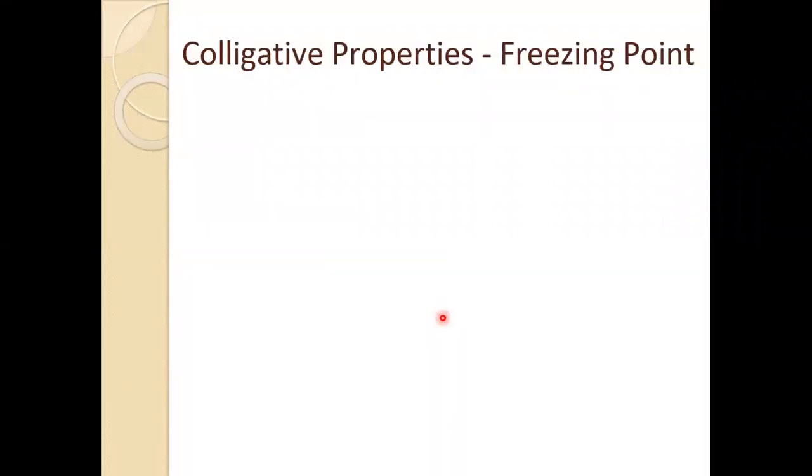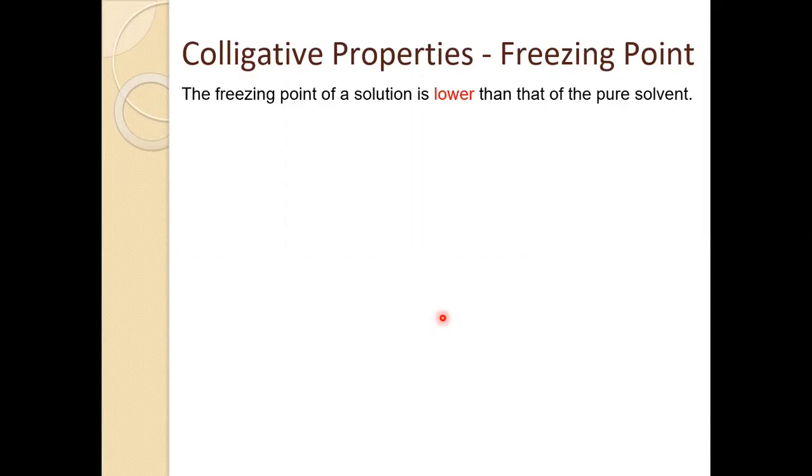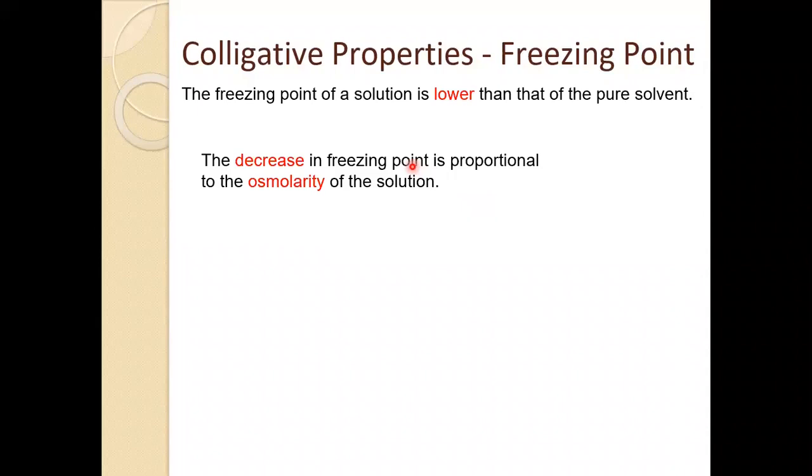So first up is freezing point. And it turns out that the freezing point of a solution is always lower than that of the pure solvent. A solution always freezes at a lower temperature than that of the pure solvent. So a saltwater solution, for example, will have a lower freezing point than that of pure water. And the decrease in freezing point, how much lower the freezing point of the solution is compared to the solvent, that's dependent upon and proportional to the osmolarity of the solution.